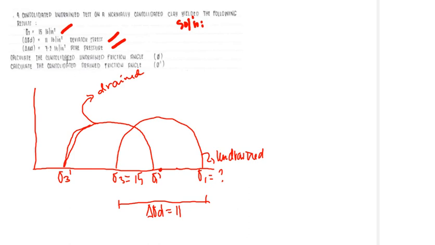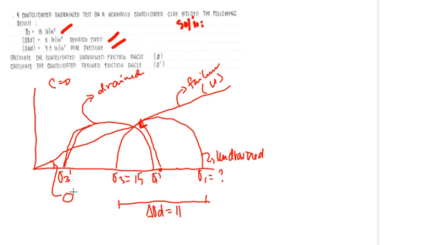What we are looking for is to calculate the friction angle for the undrained. So this is our undrained. We have normally consolidated clay, so our C is equal to 0. For the undrained, we draw our failure plane tangent to the Mohr's circle. So this will be our failure plane for the undrained soil. And our phi here is the angle of internal friction of the failure plane on this Mohr's circle.